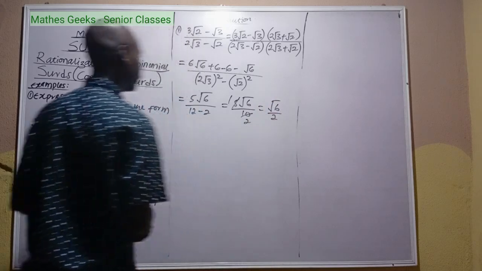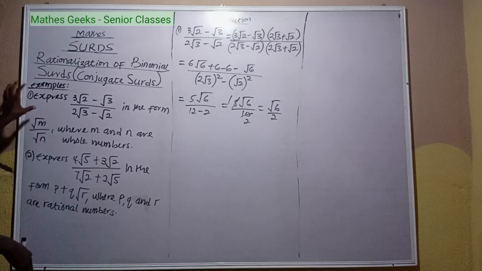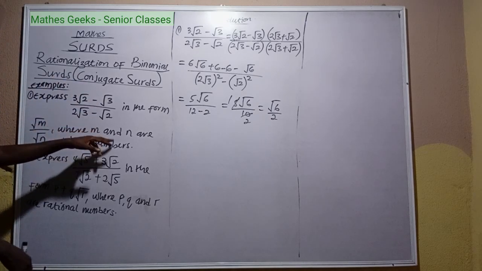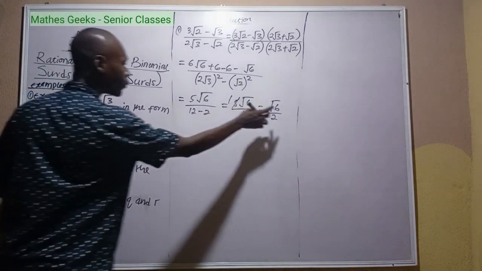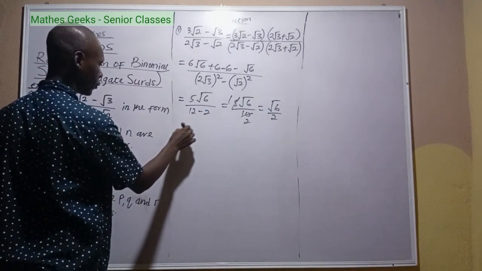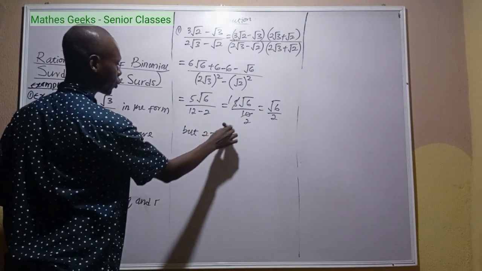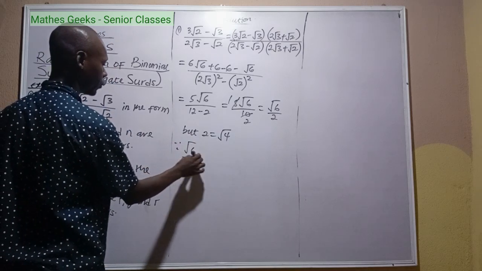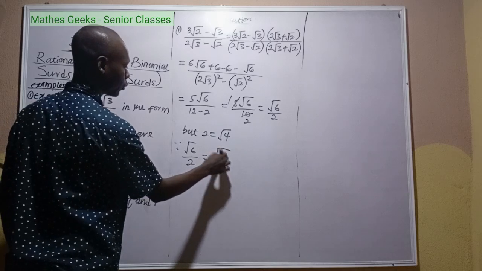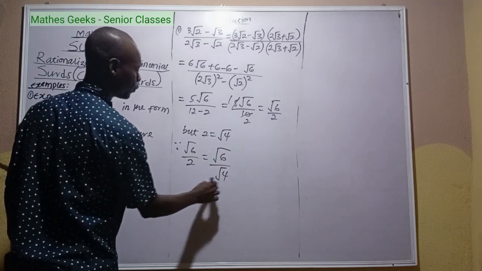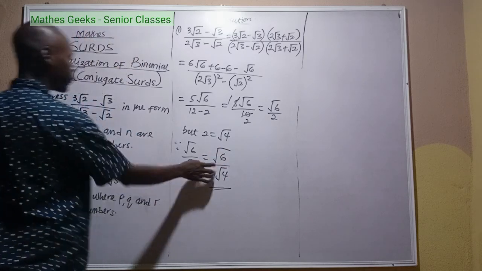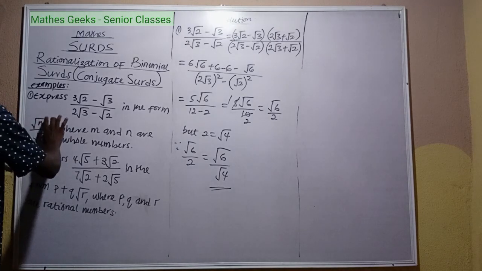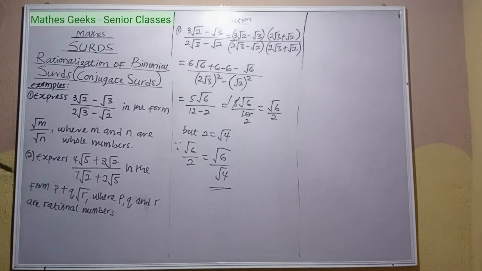That's our final answer. But the question says we should express this answer in the form root m over root n, where m and n are whole numbers. Here we don't have roots in the denominator, but 2 is equal to the square root of 4. Therefore root 6 over 2 is equal to square root of 6 over square root of 4. So our final answer conforms to the form we were told to leave the answer in.